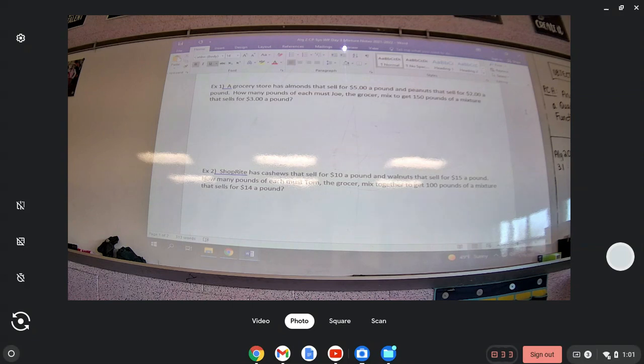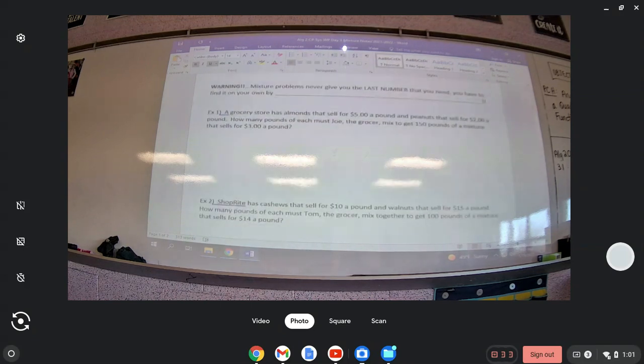Example 1. A grocery store has almonds that sell for $5 a pound and peanuts that sell for $2 a pound. How many pounds of each must Joe, the grocer, mix to get 150 pounds of a mixture that sells for $3 a pound?